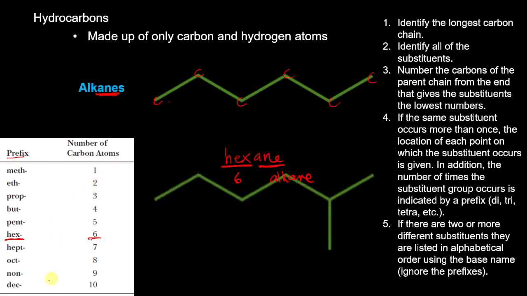Okay, let's have another one. Here we have another compound with a substituent, an attachment to our parent chain. In this case, first we need to identify the longest carbon chain: 1, 2, 3, 4, 5, 6, 7. I think this one is the longest. Next, identify all the substituents. This one is the substituent here. Then we number the carbons of the parent chain. This longest carbon chain is our parent chain. Now we number it to give the substituents the lowest number possible, which can be from left to right or from right to left.